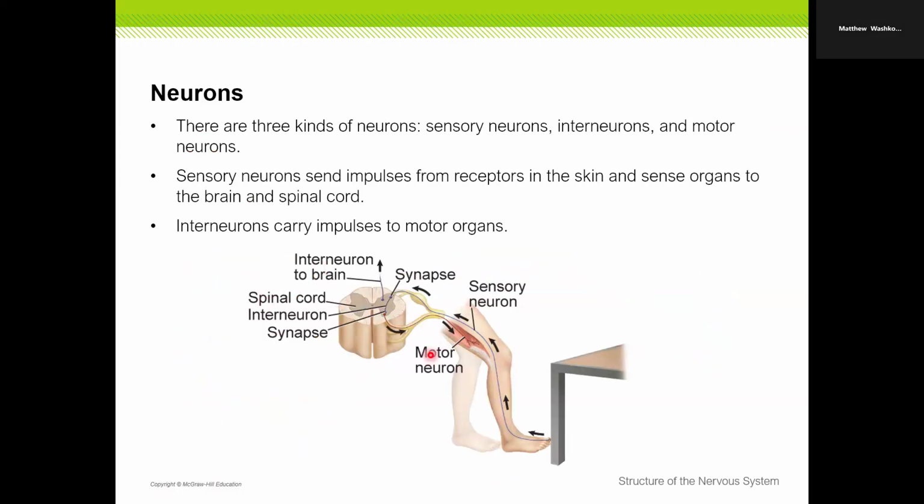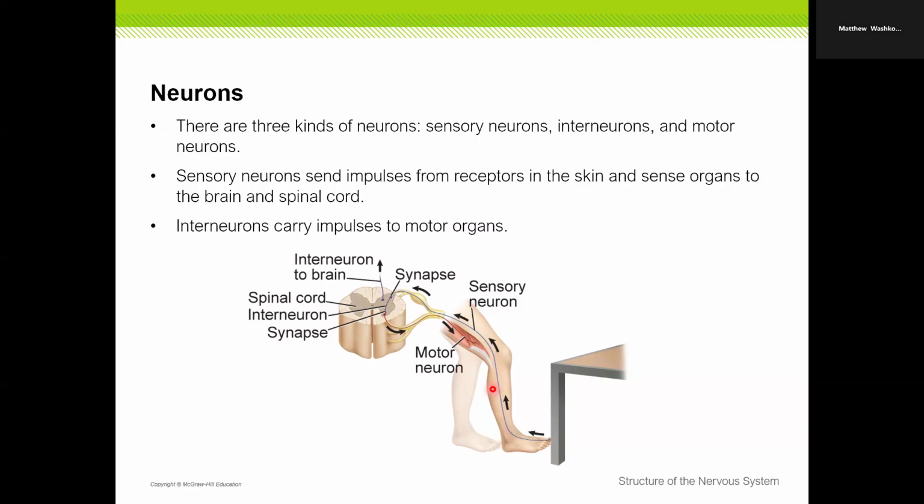So make sure you pay attention to this example here. This is an example in your textbook, and I'm going to simplify this as best I can here in a bit. But you have 3 kinds of neurons. You have a sensory neuron, an interneuron, and a motor neuron. Sensory ones are what send those impulses from the receptors, and they send that to your brain and your spinal column. Okay, so if I go, bam, I stub my toe in the foot. Oh, shoot, that hurts. That is my sensory neuron sensing that.